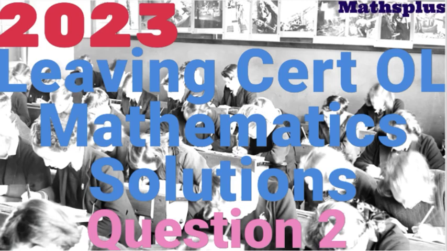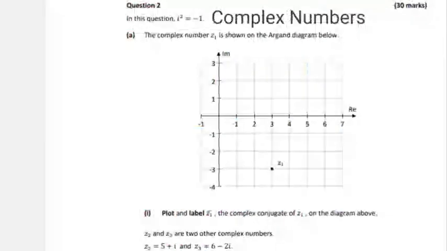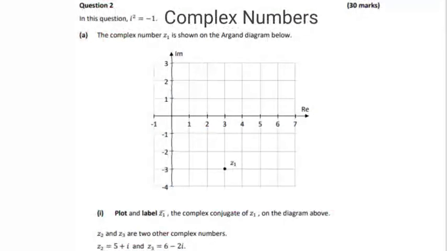Hello and welcome. We're back to question 2 at Leaving Cert Ordinary Level 2023 Paper 1 Maths. And today's question is a complex numbers question.